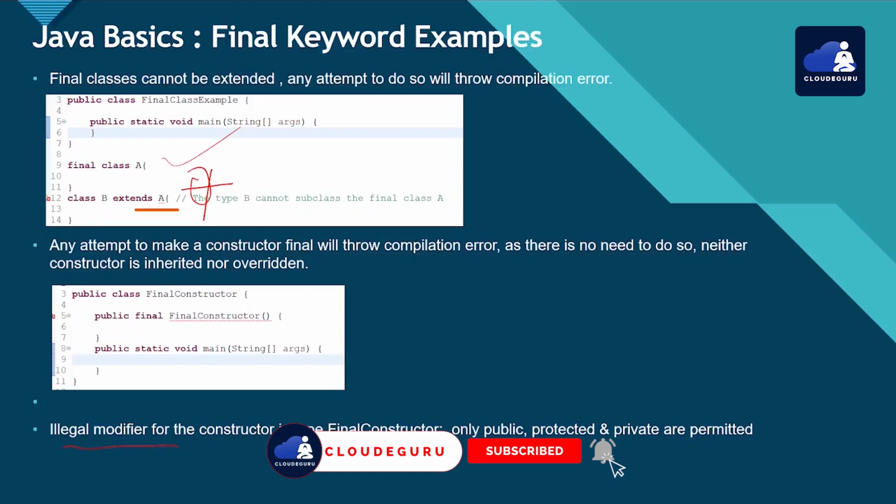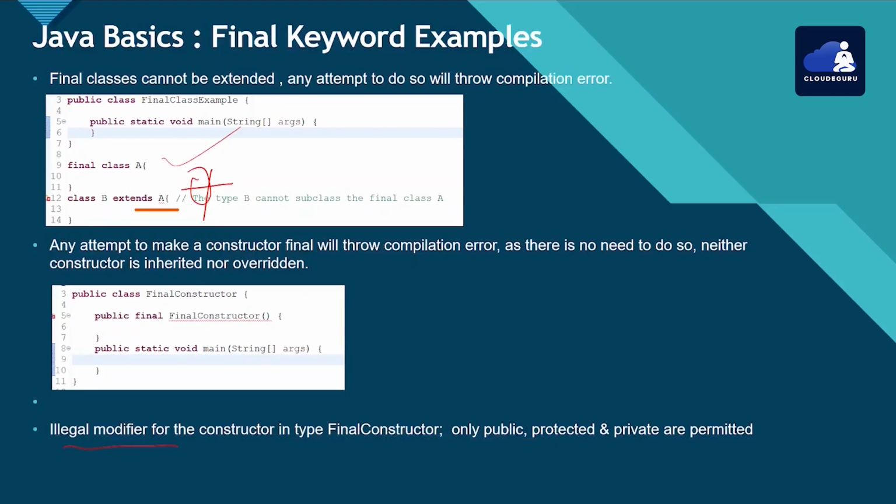Do remember that you cannot make a constructor final. It will throw an illegal modifier for constructor type compile time exception. The only modifiers that are allowed before a constructor are public, protected, and private. You cannot add final before a constructor.